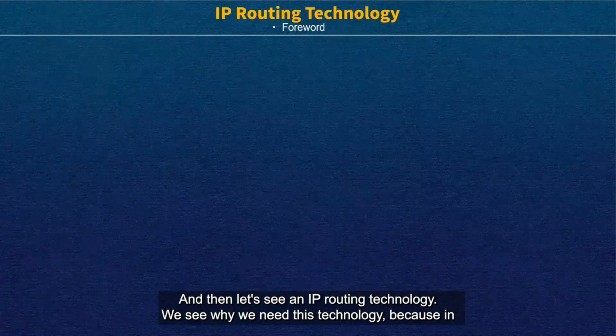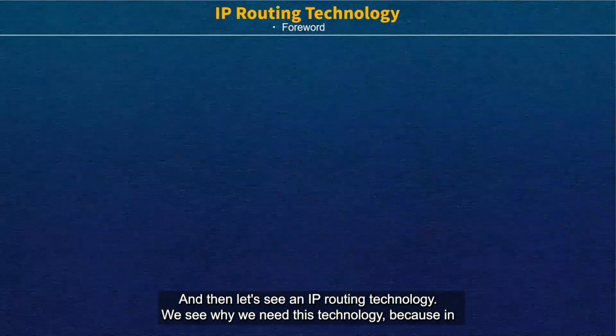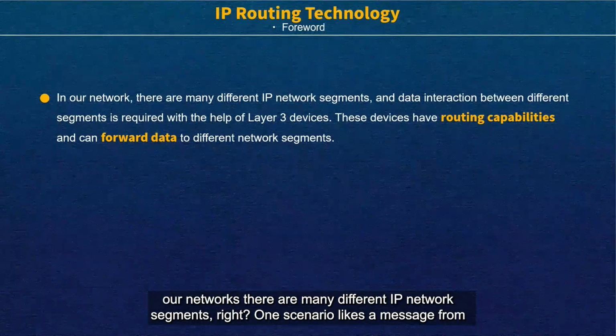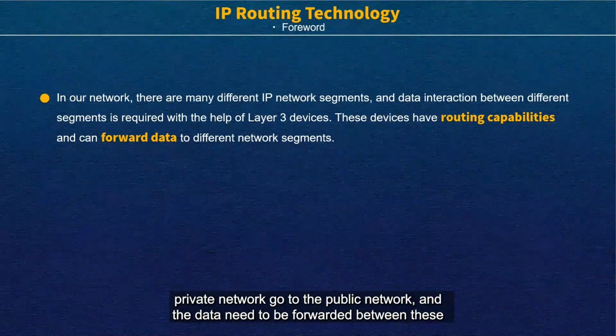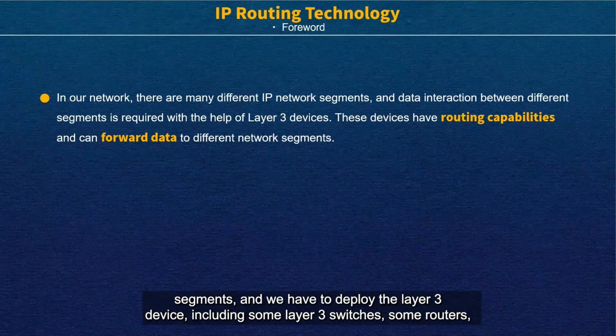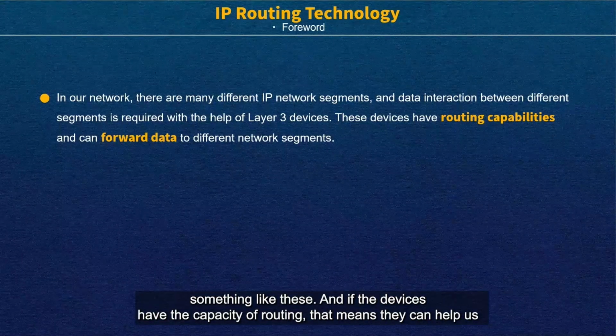And then let's see the IP routing technology. Why do we need this technology? Because in our networks, there are many different IP network segments, right? One scenario is a message from the private network going to the public network, and the data needs to be forwarded between these segments. So we have to deploy layer 3 devices, including some layer 3 switches and some routers.